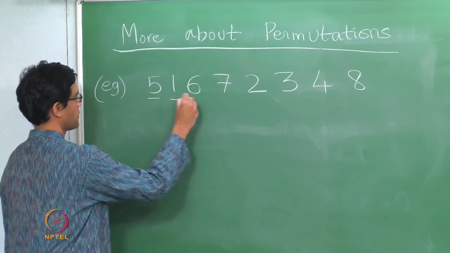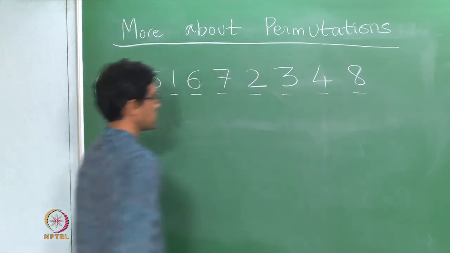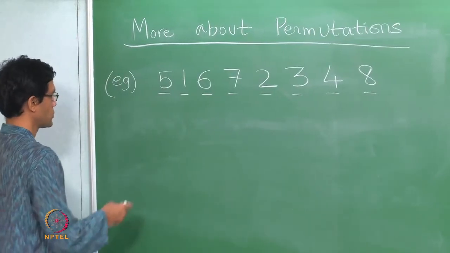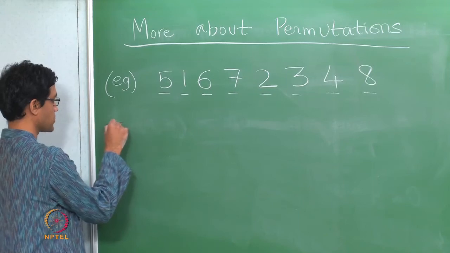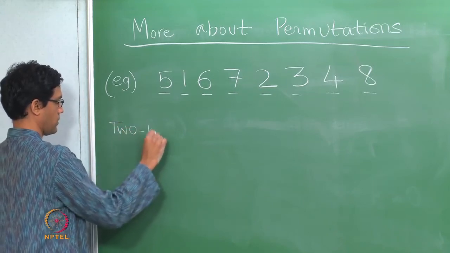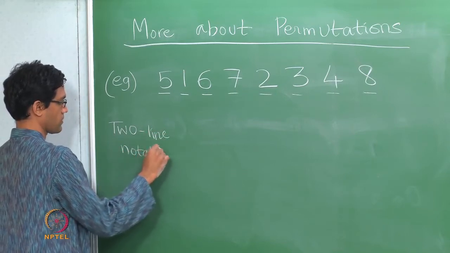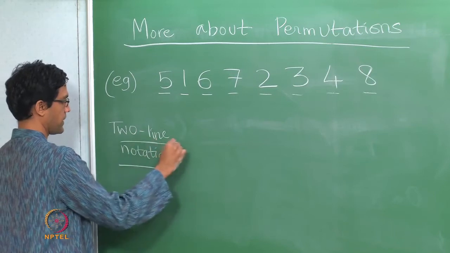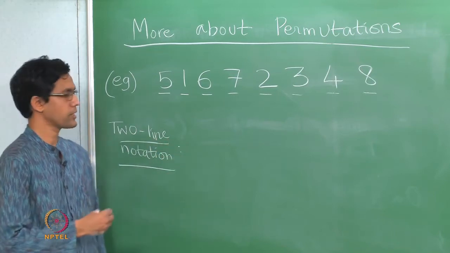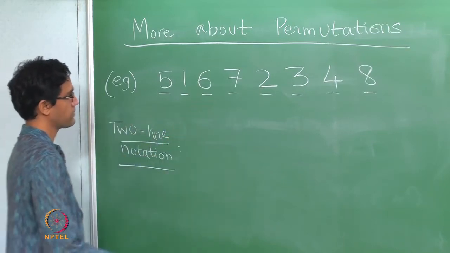Now sometimes we can think of these as being the various positions. So there are 8 positions which we have filled with these numbers in some order. So often there are various notations which make it somewhat easier to think about permutations. One of them is what is called the 2-line notation. So this permutation here would be represented as follows.